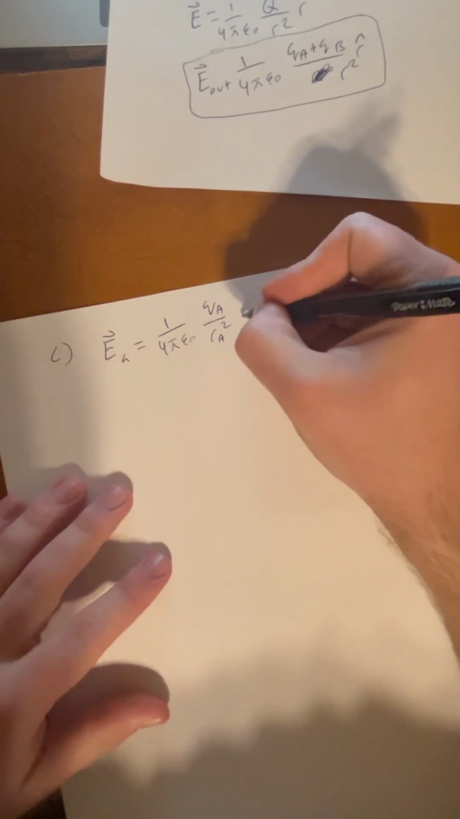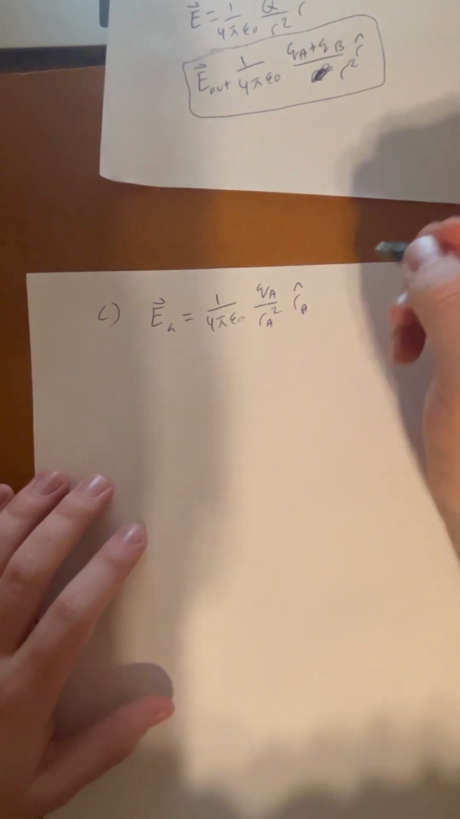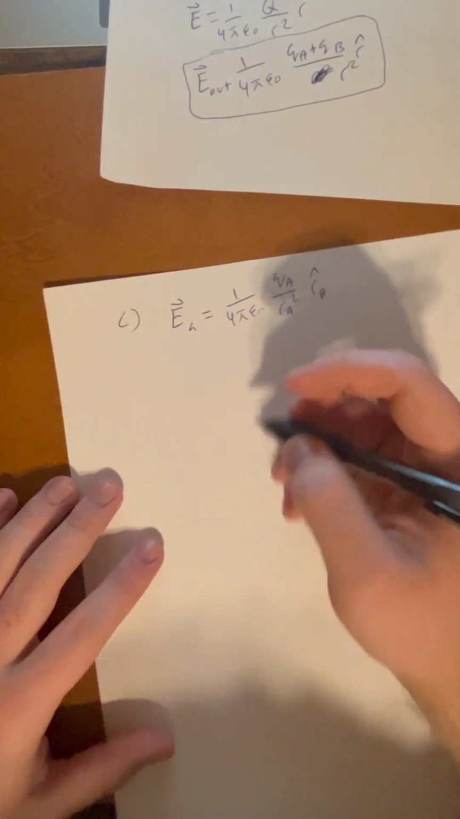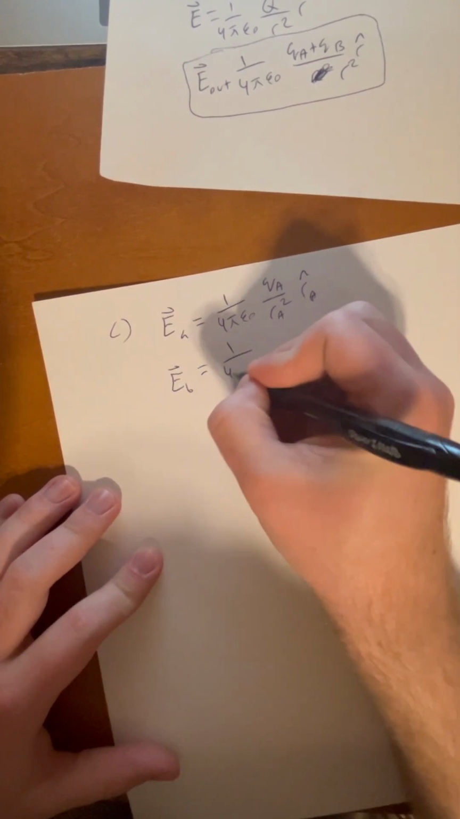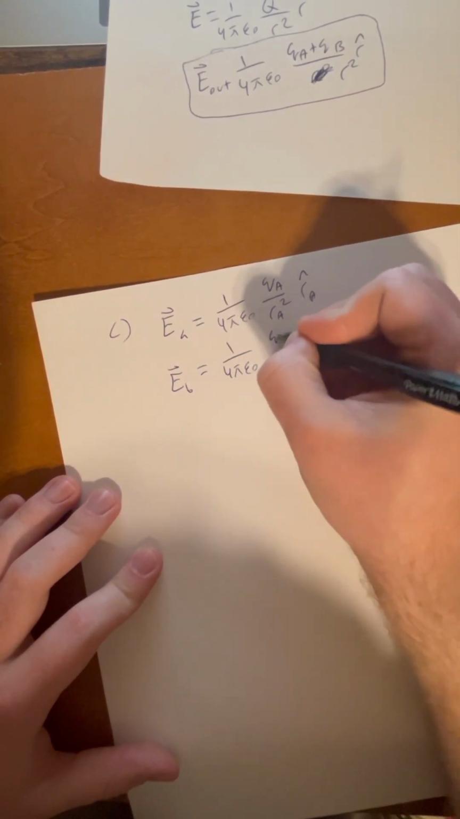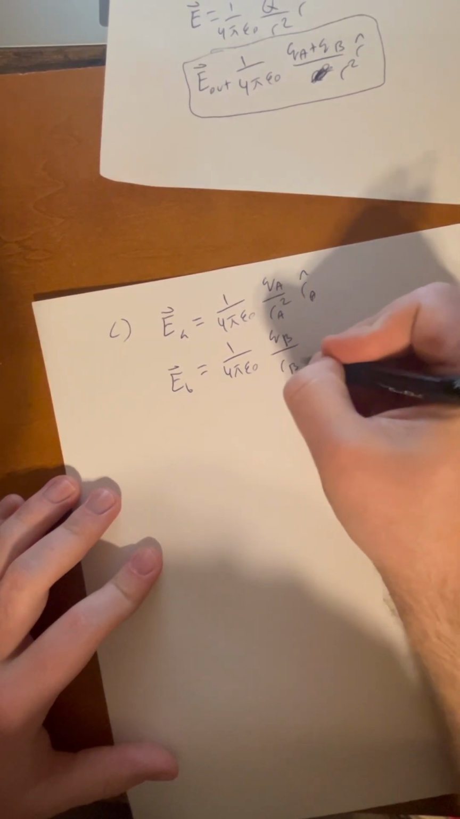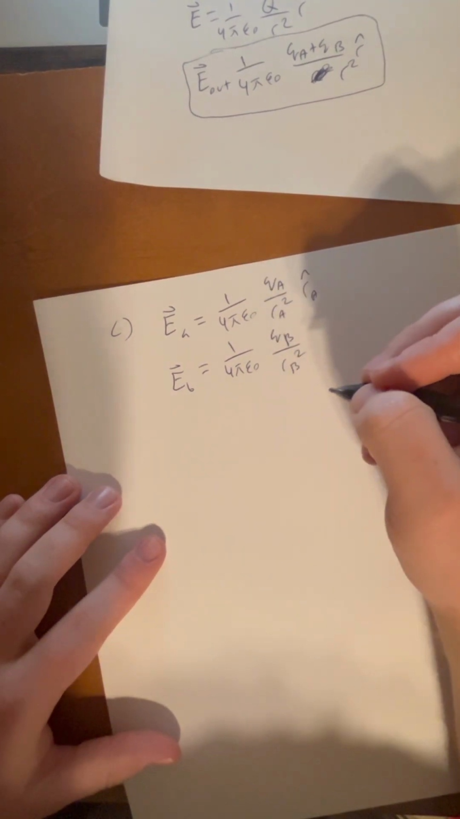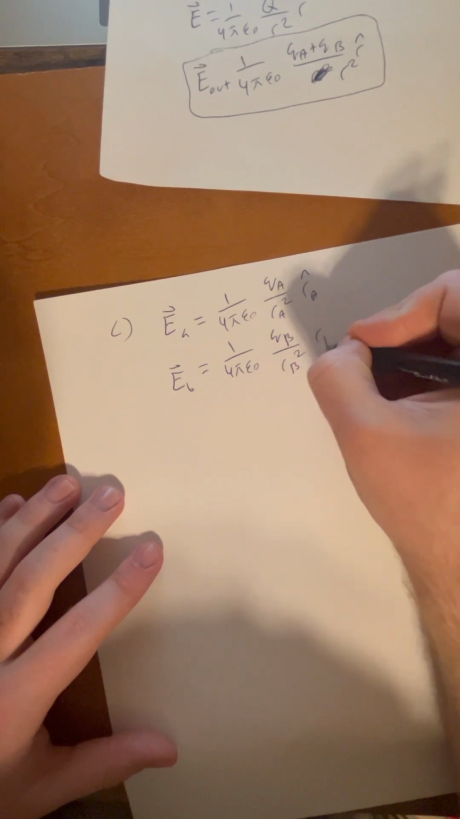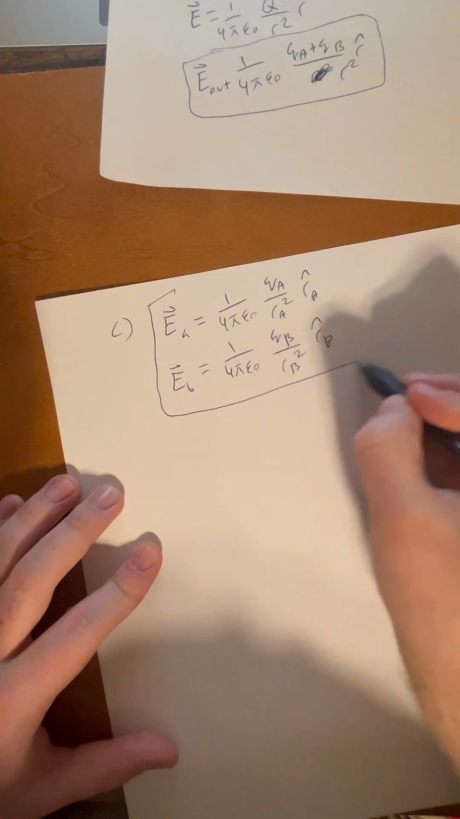And then it's also going to be in the RA direction. For the same example I explained earlier, the spherical symmetry, it's going to be in the radial direction. And EB is going to be a very similar thing: 1 over 4 pi epsilon naught QB, the point charge, over radius B, once again coming from the center of cavity B. And that one's going to be in the RB direction. So there we go for part C.